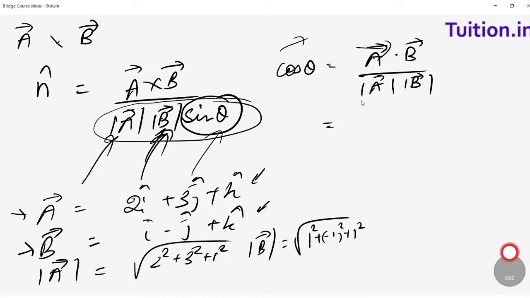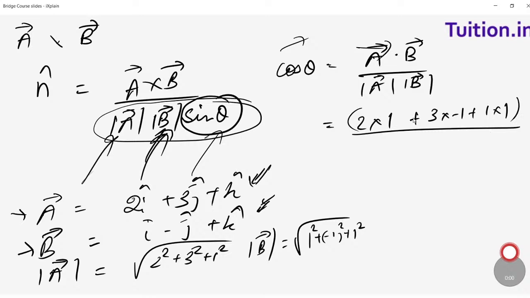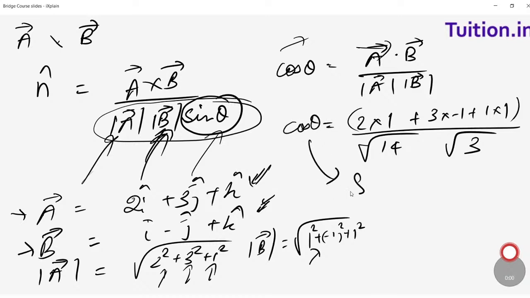So first find the dot product of A and B. How do you get the dot product of these two? 2 into 1 plus 3 into minus 1 plus 1 into 1. That is the numerator, the dot product. And then the magnitude of A is nothing but root 2 square plus 3 square plus 1 square, which is root 14, and this guy is root 3. Correct? This is cos theta. Now from cos theta you will have to find sin theta, right? And then you will have to use the sin theta here.